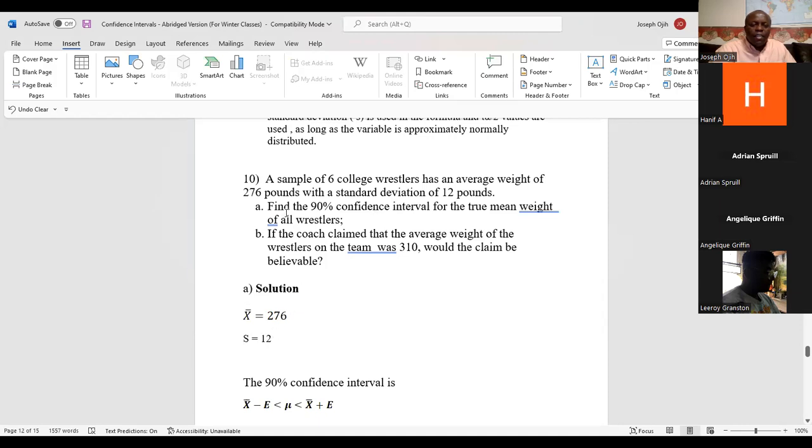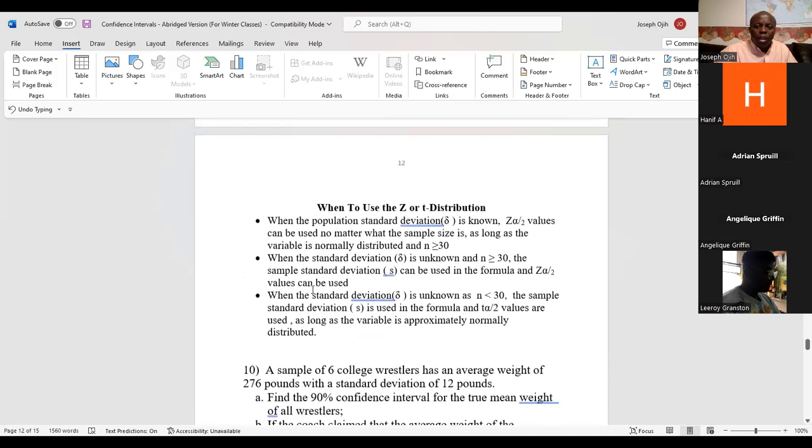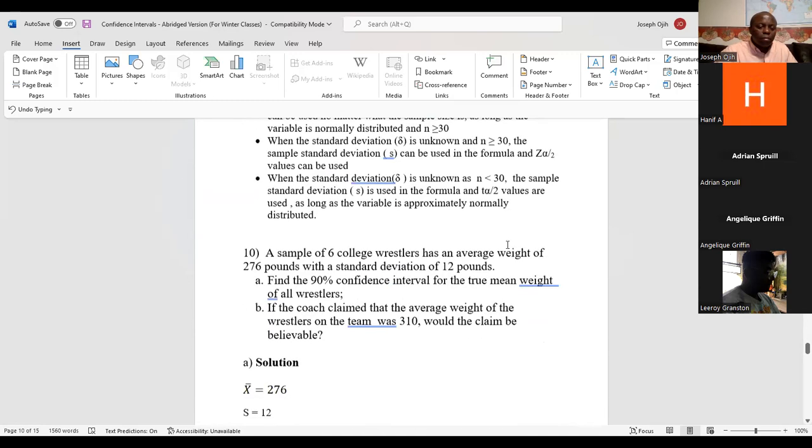You said, find the 90% confidence interval for the true mean weight of all wrestlers. Anyway, let's put the sample size. Sample size is n. N equals 6 wrestlers. This automatically tells us that we're going to use the T distribution because 6 is less than 30. N is less than 30, so that means it's a small sample.